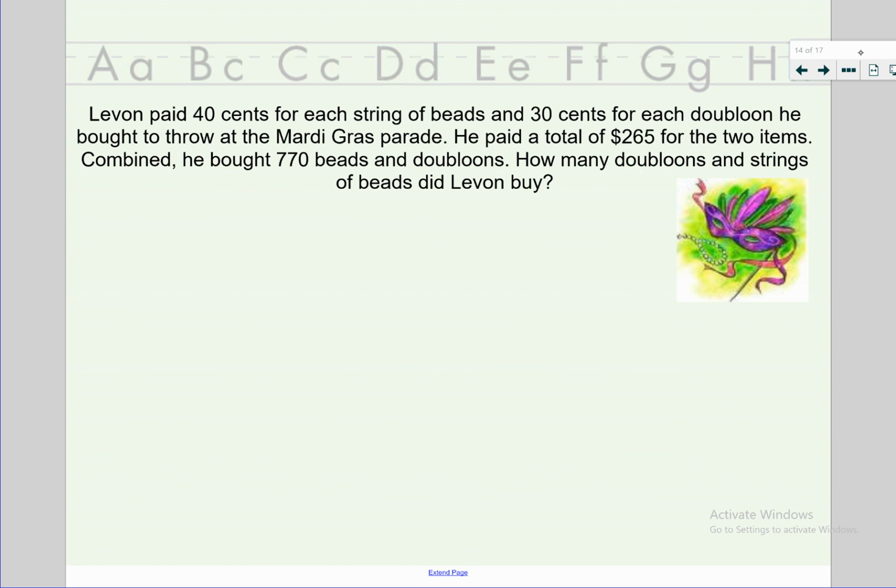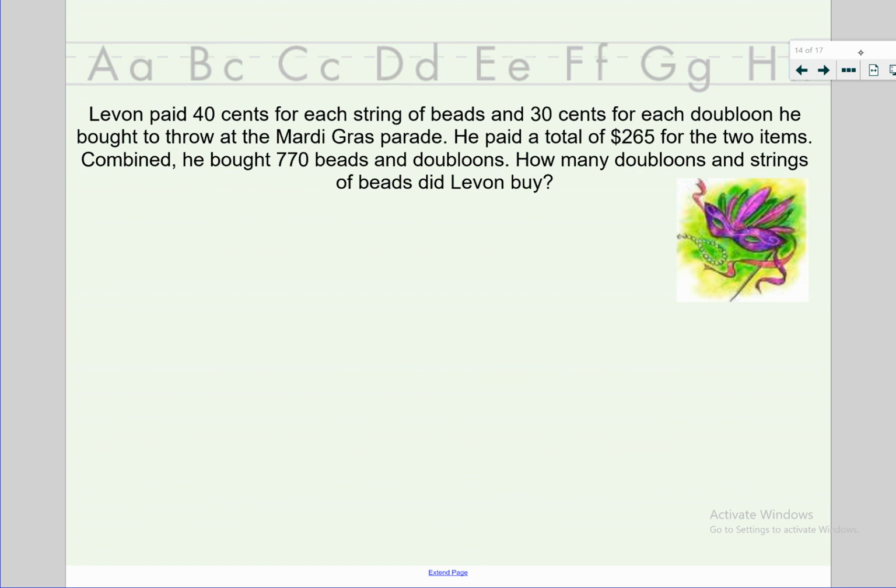All right, so my first system we're going to write says Levon paid 40 cents for each string of beads and 30 cents for each doubloon he bought to throw at the Mardi Gras parade. He paid a total of $265 for the two items. Combined, he bought 770 beads and doubloons. How many doubloons and strings of beads did Levon buy?